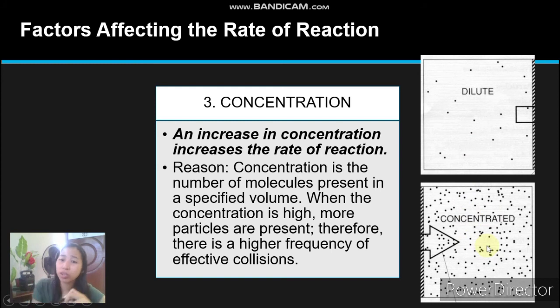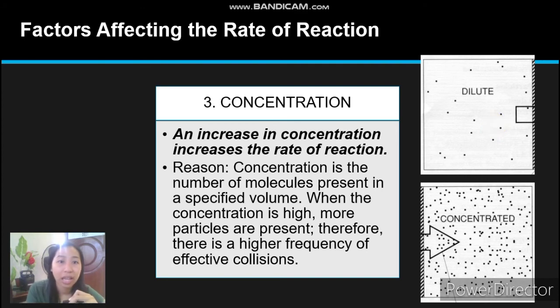Whereas kung mas concentrated ang imong solution, mas daghan ang present nga particles na possible na magbangga-bangga. Therefore, this increases the frequency of your effective collisions. Mao na siya, between the two types of solution, mas taas ang possibility of a chemical reaction sa imong concentrated nga solution rather than your diluted or labnaw na solution.